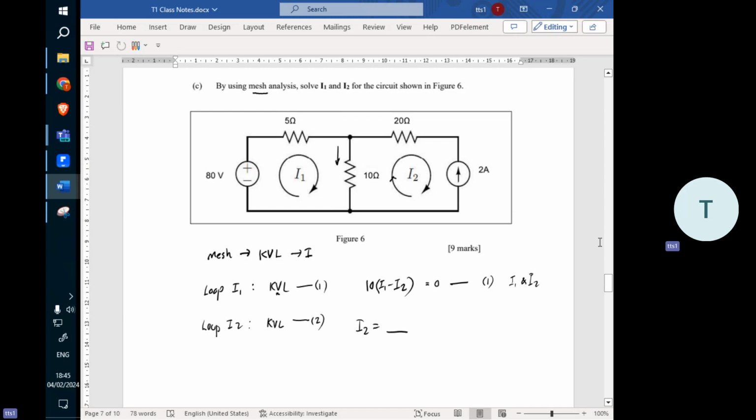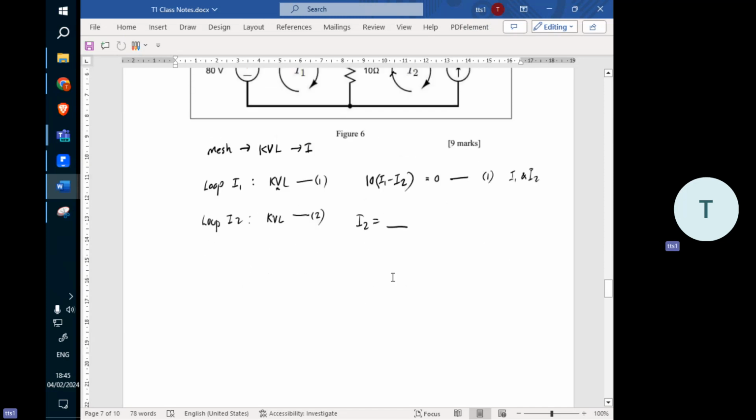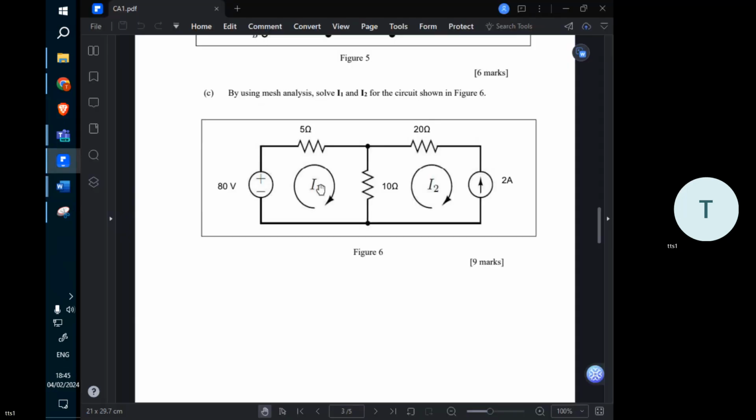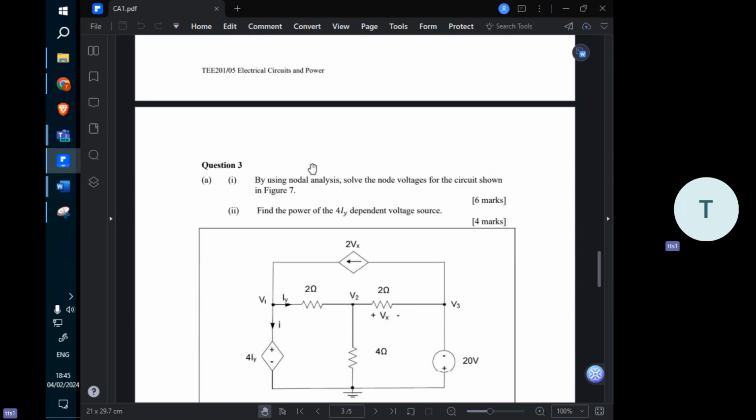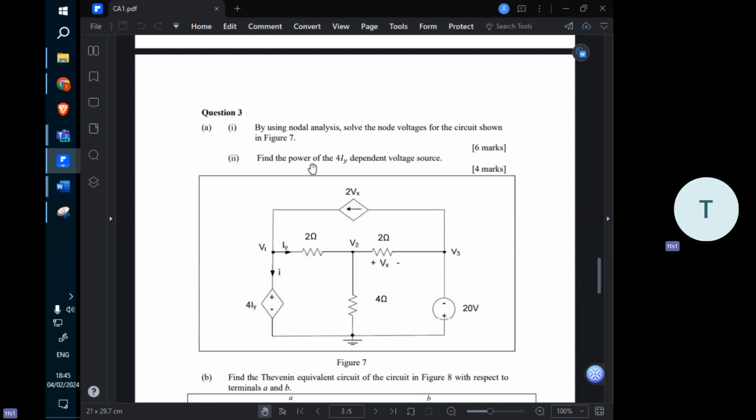Simple, quite straightforward, I think. I don't want to talk more, because if I talk more I'll probably confuse you, okay? Because it's quite simple. Okay, the next question. Question 3. Now for question 3, you need to use nodal analysis.